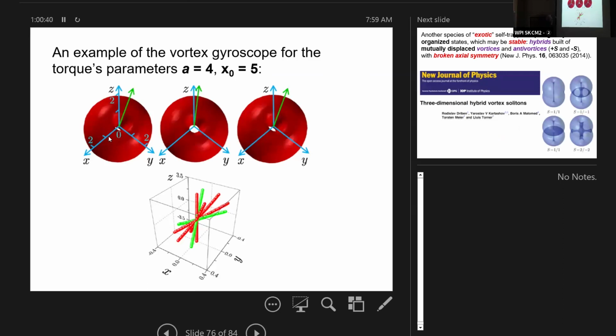This torque actually aims to initiate the precession of this gyroscope. So this set of lines shows the collection of orientations of the central axis of this vortex soliton in the process of its precession. It performs the precession, roughly speaking, along this conical surface. So this is again a stable regime. This vortex solitonic gyroscope can be quite stable.